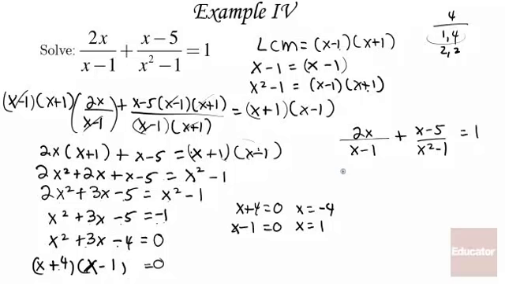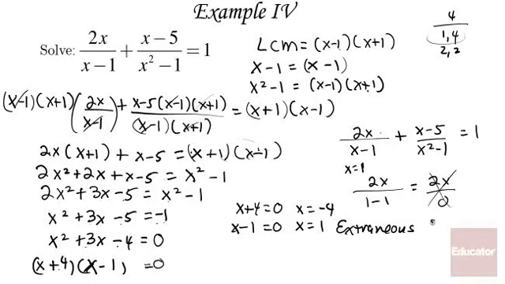All right, if I let x equal 1, I can see what's going to happen already. 2x over 1 minus 1. Just looking at this first term, that's 2x over 0. The same thing's actually going to happen here. That is not allowed. So this is an extraneous solution.